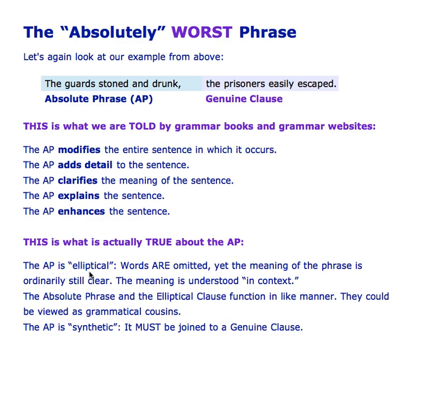The absolute phrase is elliptical. All right, elliptical. Words are omitted, yet the meaning of the phrase is ordinarily still clear. The meaning is understood in context. Most people would read this and after a second or two would say, okay, I get it. The absolute phrase and the elliptical clause function in like manner. They could be viewed, conceivably, as grammatical cousins. The absolute phrase is synthetic. It must be joined to a genuine clause. All right, we move forward.